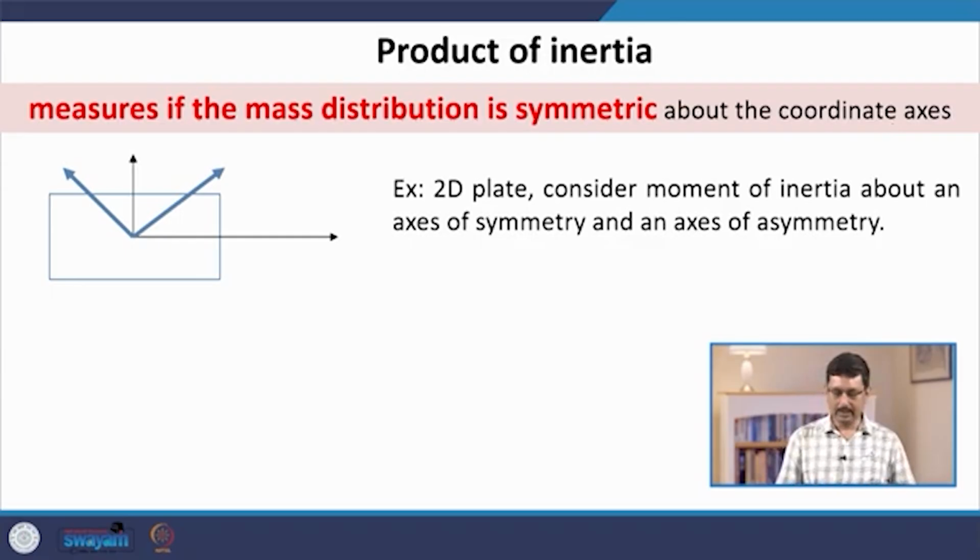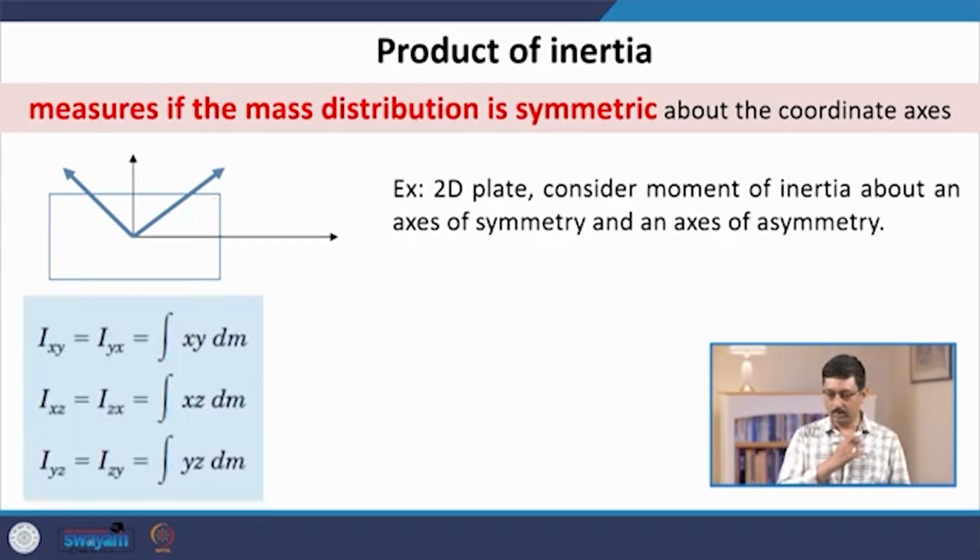So, here let us take an example. Suppose we have a 2D mass distribution, this is a 2D plate, and we want to consider the moment of inertia of this plate. We consider two possible choices of our coordinate system, the blue and the black. Now, we define the product of inertia in the following way.